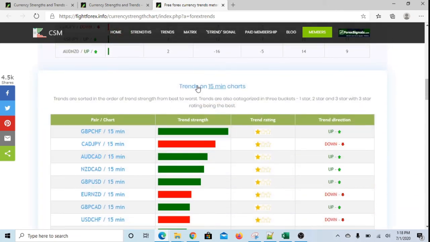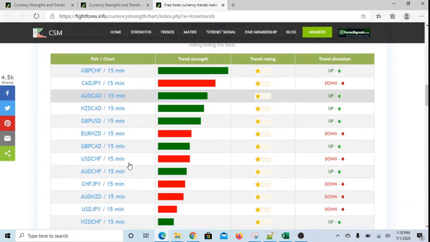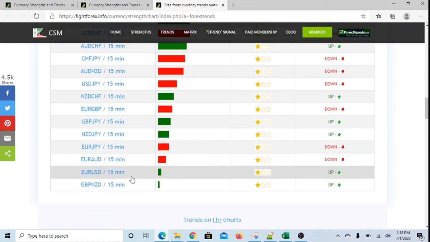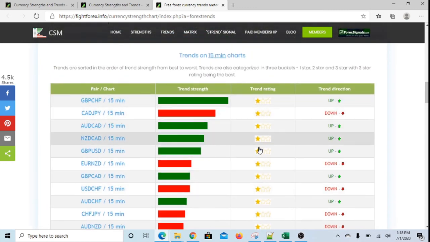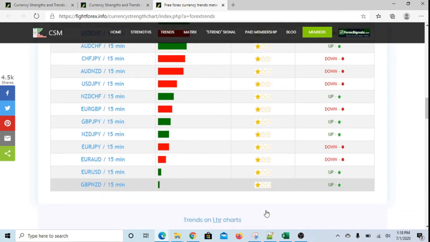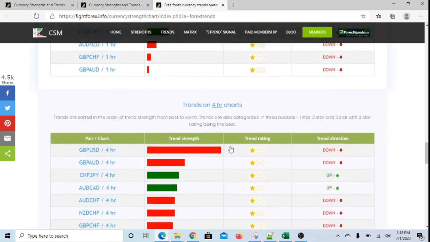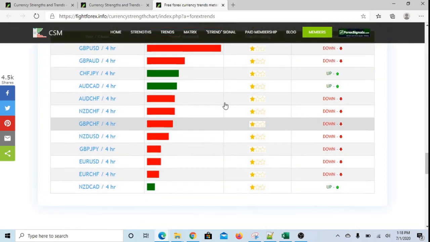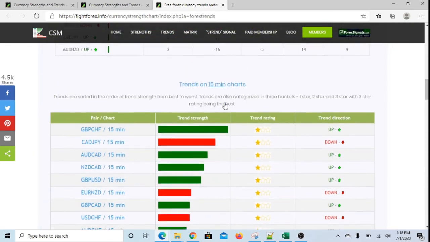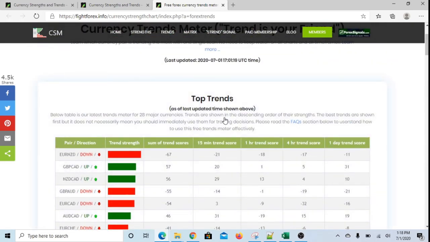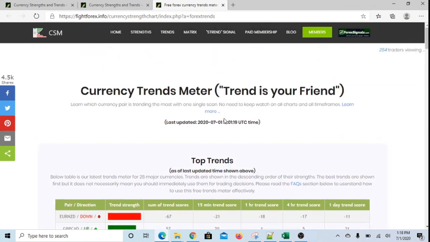Again, going down the page, if you are interested and you want to scrutinize further, you can check the 15-minute trends, how they are. There is some recommendation on whether the trend is good, strong, or bad, on a 3-star scale. 3-star being the best, 2 being medium, and 1 being not so great. And same for 1 hour and 4 hour. So that's about it. That's how this trends meter works. That's how you should use it.